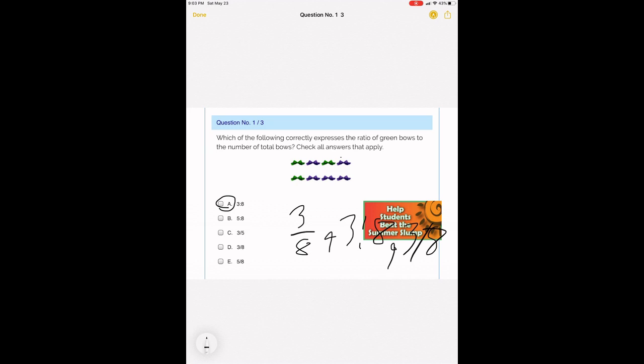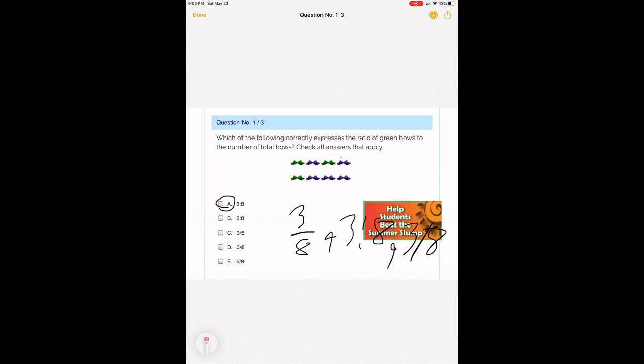B is 5, two dots, 8. So B is 5/8, not 3/8. It's not, right? Now it's C. C is 3 slash 5. They have the correct green ball number, but they don't have the total balls, right? They have 5, which equals the purple balls over here. It's not 8, it's 5. It's not correct.